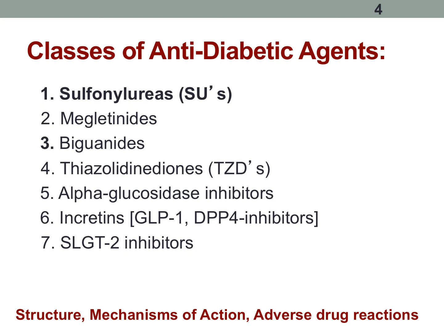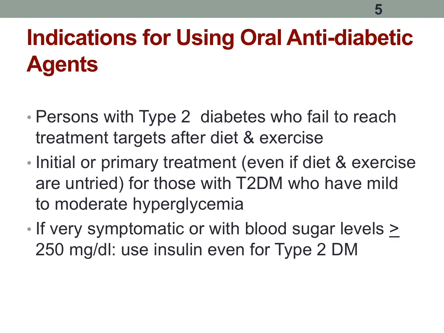Now, when do we use the oral antidiabetic agents? Typically, these are for any adult with type 2 diabetes. Even children can actually take these antidiabetic agents, especially metformin. This can be the initial treatment, even if diet and exercise are untried, meaning you use these agents along with diet and exercise among persons with type 2 diabetes. But if the blood sugar levels are very high, especially if the person with diabetes is very symptomatic, we tend to use insulin, even if persons with type 2 diabetes are typically not insulin dependent.